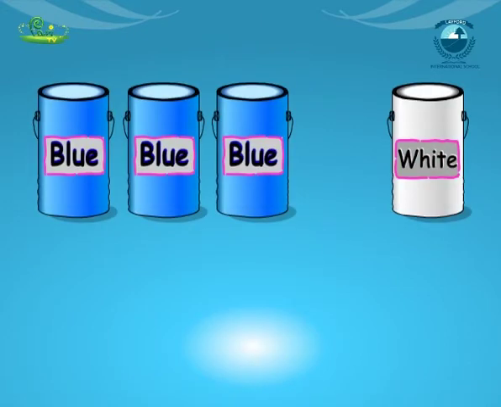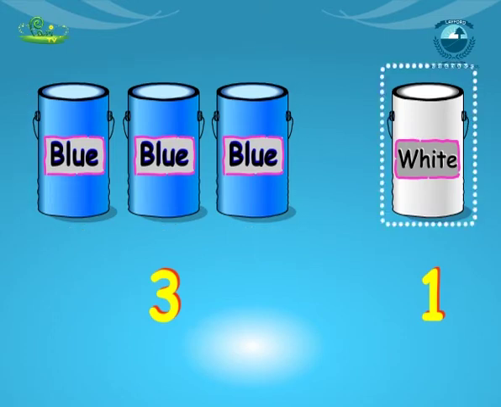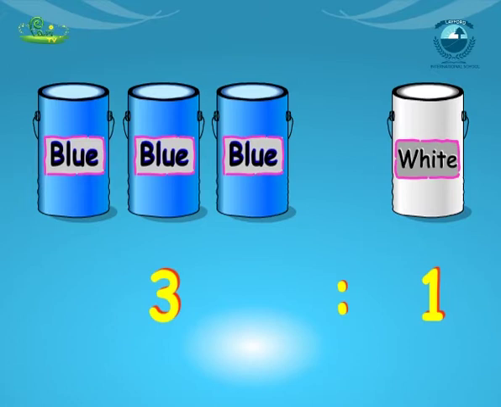Now look at these paint tins. Here, the number of blue tins is 3 and the number of white tins is 1. So, blue tins are 3 times the white tins. Or we can say that their ratio is 3:1. You must remember one thing. In the expression, the ratio of blue to white, blue comes first. So whichever word comes first, its number must come first.